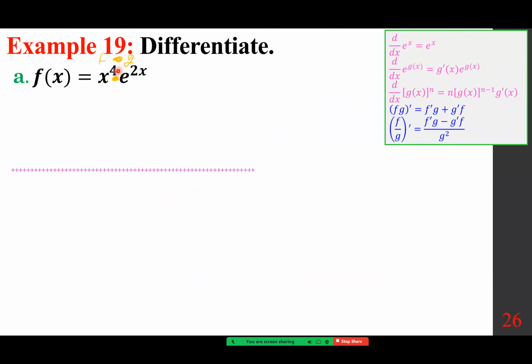is x to the power of 4 becomes 4x cubed times e to the power of 2x, plus e to the power of 2x is the g function, becomes itself because it's an exponential function. Is this x? No, then times 2. And then g prime times f, which is x to the power of 4.